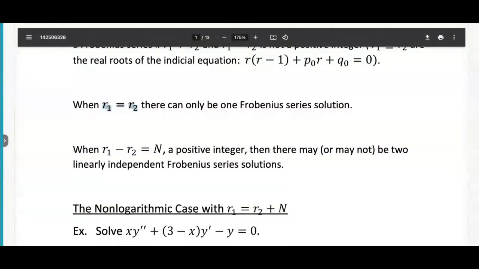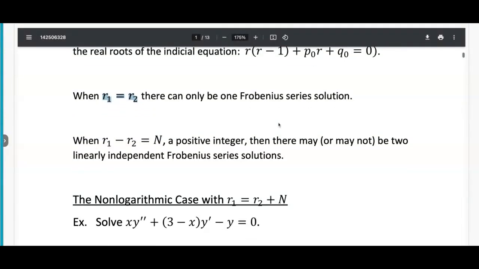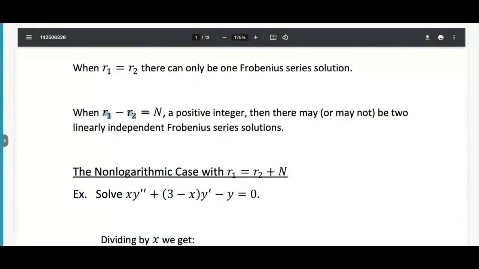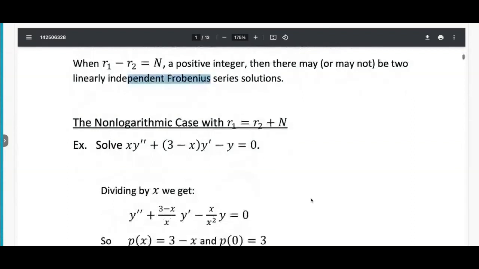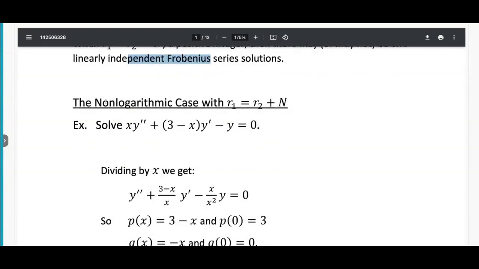So if those two are the same, we get perfect squares, right? We only have one solution. So when they differ by an integer, we use this capital N to represent it. Then there may or may not be two linearly independent Frobenius series solutions. So we're going to talk about two kinds. One is called the non-logarithmic case, and the second one is the logarithmic case.